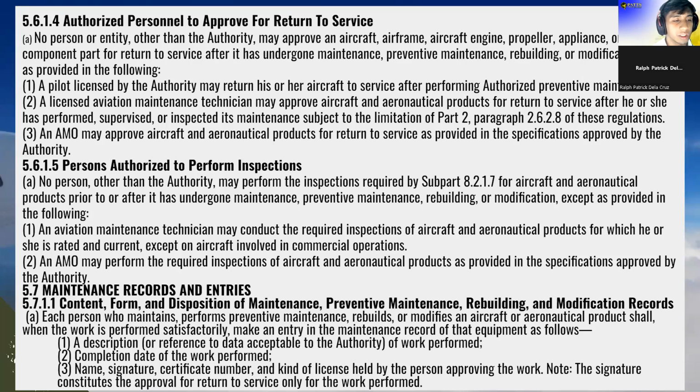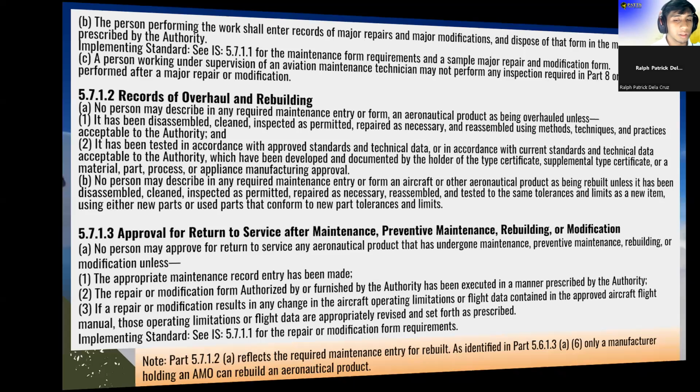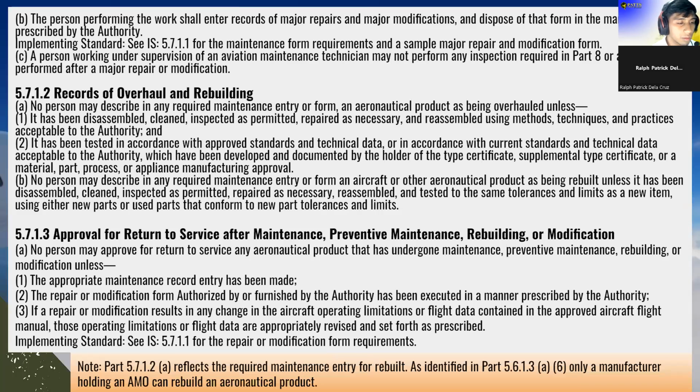5.7 Maintenance records and entries. Content, form, and disposition of maintenance, preventive maintenance, rebuilding, and modification records. Each person who maintains an aircraft or aeronautical product shall have a description or reference to data acceptable to the authority of the work performed, the date of completion, and also the name and signature of the person who performed it, the certificate number and license holder, and the person approving the work.